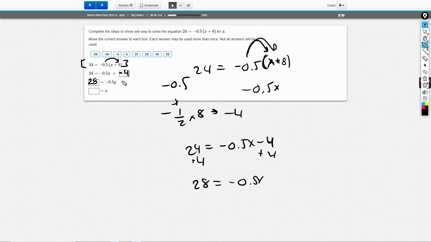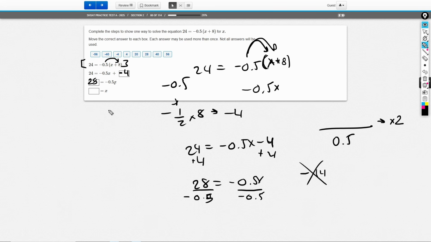Finally, what I have to do is now I have to divide both sides by negative 0.5. Remember, guys, dividing by 0.5 is the same thing as multiplying by 2. And it doesn't look like that, but it technically is. So instead of putting negative 14, that's wrong. That's the trap answer here. What you should put is negative 56. And that would be the correct answer in this case, okay? Negative 56 is the correct answer because dividing by 0.5 is the same thing as multiplying by 2.